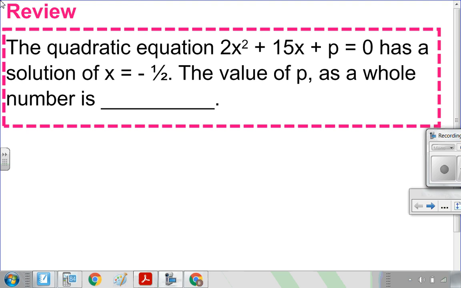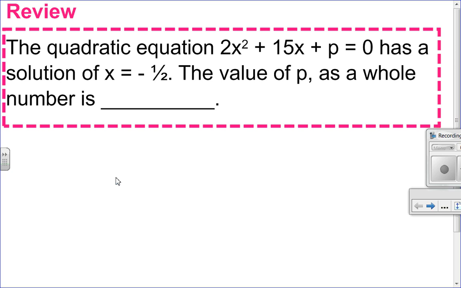Hello, Matthews Gatos here. In this video, we're going to cover solving quadratics by factoring. But before we do that, let's review what we did in 4.1.